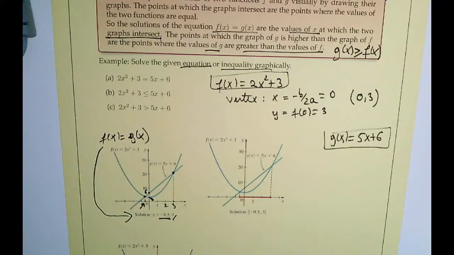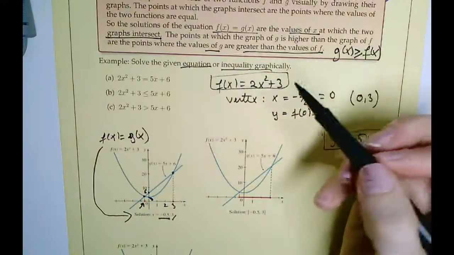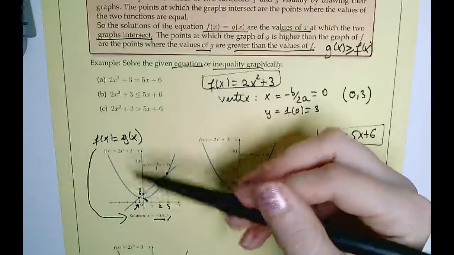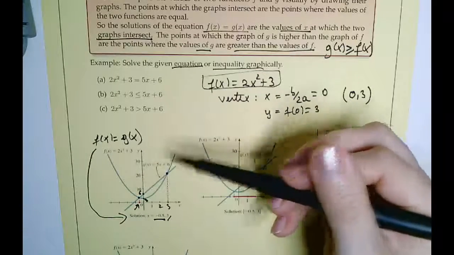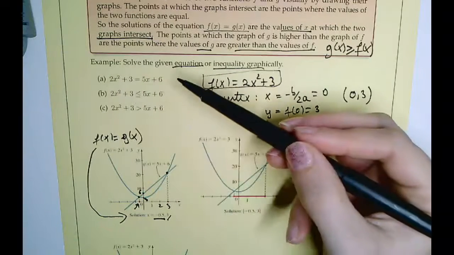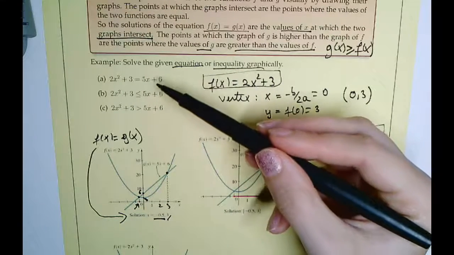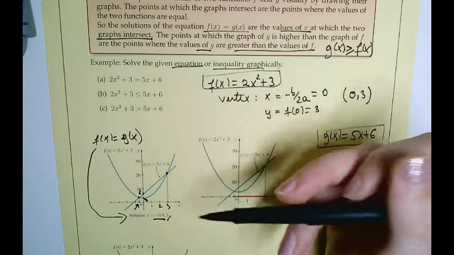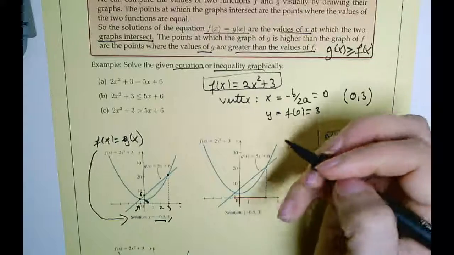So if you want to solve equations graphically, you just graph the two functions. You let the left-hand side be one function and you let the right-hand side be another function. You graph them and you see for what x values the graphs of those two functions intersect.